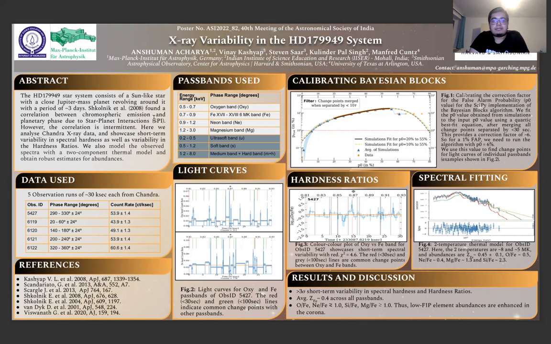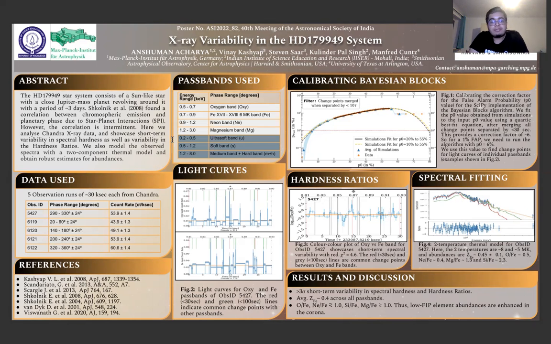Shkolnik et al. 2008 found chromospheric X-ray emission, which was correlated with the planetary phase. They concluded that this was indicative of star-planet interactions. However, this correlation was intermittent. Thus, we decided to investigate further by looking at Chandra X-ray data, which looks at the stellar corona. From Chandra, we have 5 observation runs of around 30 kiloseconds each, spread across a wide range of phases, which is quite helpful for us.